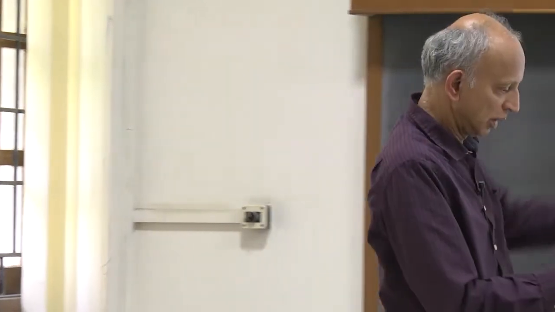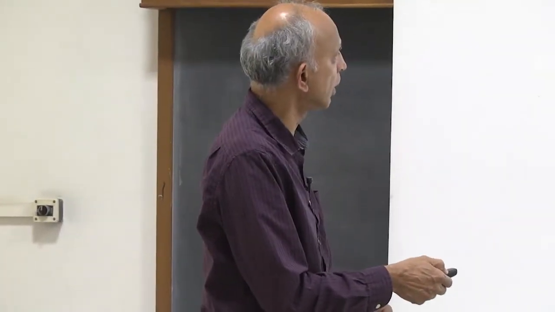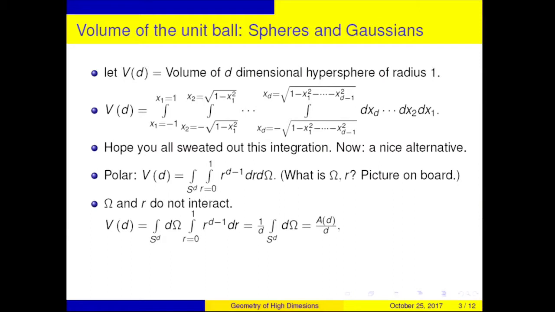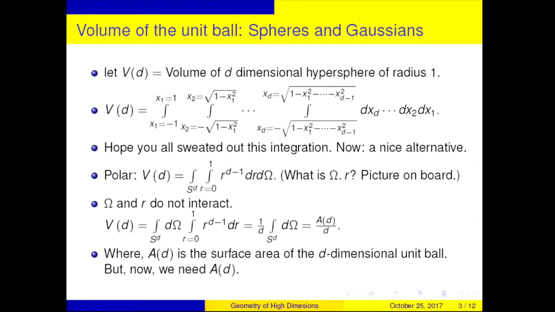So for the ball, it's true. These don't interact, so I can move the integrals around. So I get r to the d minus 1 dr. D omega comes out. This integrates to 1 over d, of course, and d omega integrates to a of d, where a of d is the surface area of the d minus 1 dimensional unit sphere. The d dimensional unit ball has a surface that is d minus 1 dimensional. So all we have done is related volume to surface area.